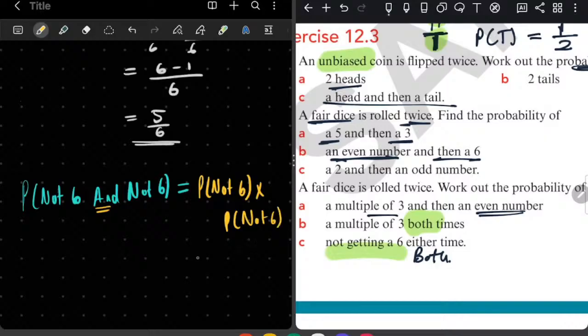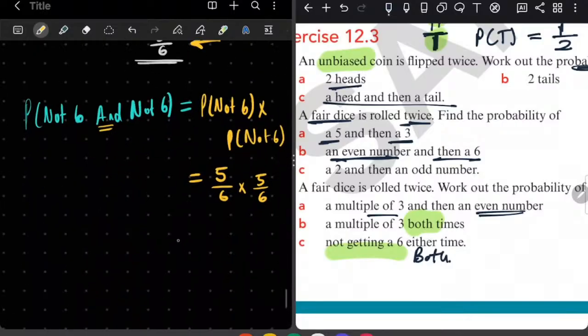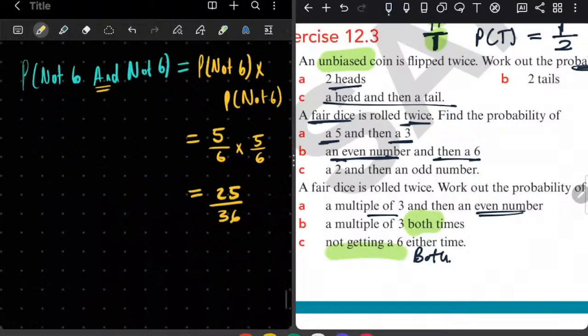And what is it going to be? Probability of not 6 is what? Class, we found it here. 5 over 6. Then we multiply another 5 over 6. It's going to be 5 times 5, 25, over 6 times 6, 36. Are we together? Yes. This is good. You cannot reduce it. You leave it like that.